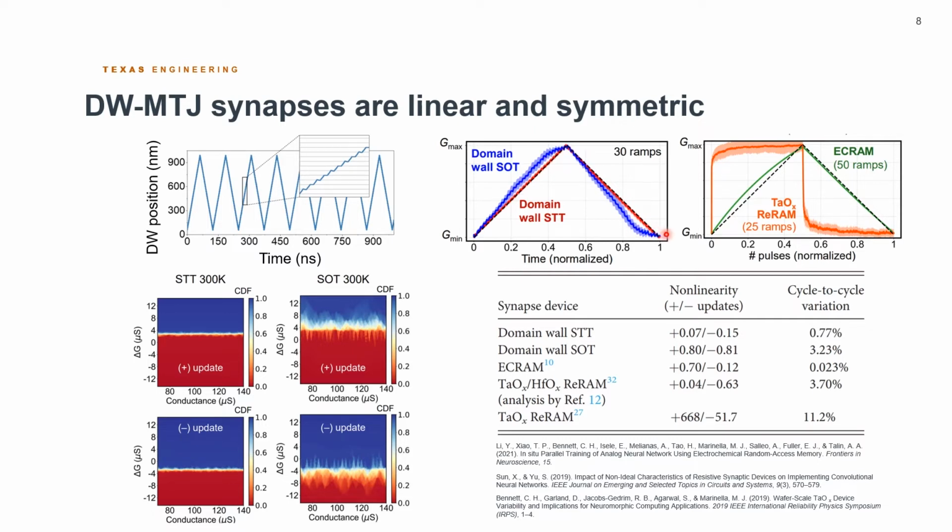And when we apply a fitting function and get the nonlinearity variable out, we can see in this table that domain wall STT and domain wall SOT both perform very well, with magnitude of nonlinearity below 1, which is very good. Cycle-to-cycle variation for domain wall SOT is higher at 3.23%, which is corroborated in this lookup table here, where it shows for both STT and SOT that the change in conductance as a function of conductance is very constant, so it means it's very linear for both of them.